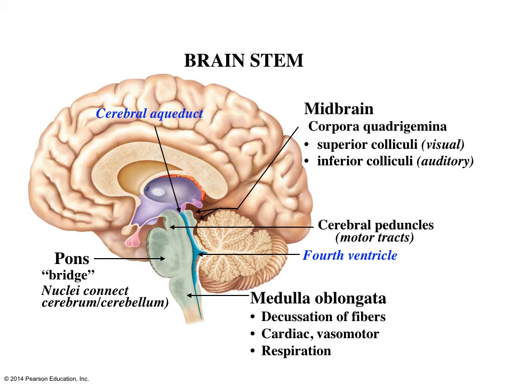Brainstem includes the midbrain, which is separated into two parts by the cerebral aqueduct. The dorsal portion contains four bumps, the corpora quadrigemina: two superior colliculi for visual responses, two inferior colliculi for auditory responses. The cerebral peduncles are motor tracts.